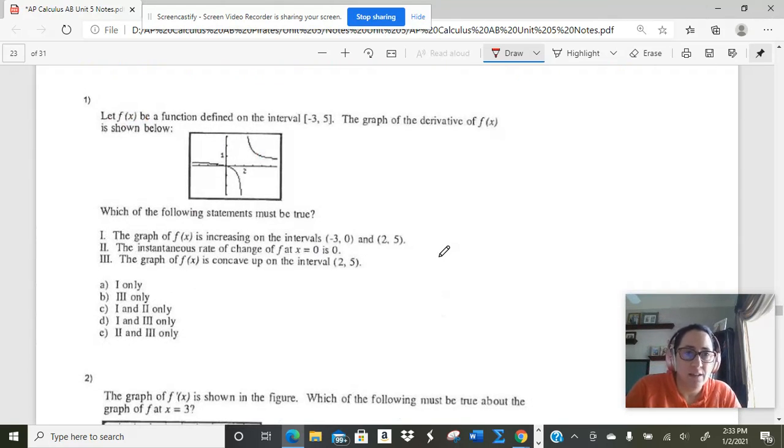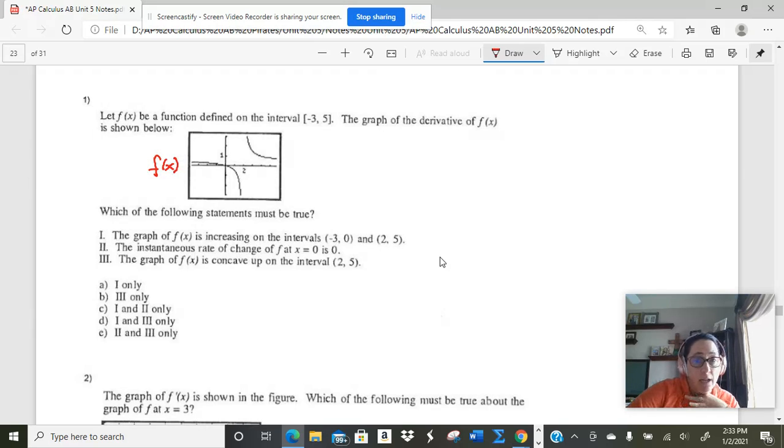Okay, so let's interpret graphs and see how we do with some of these. Here it says, let f of x be a function. So this is f. And I always put on here, is that f prime, f double prime? I'm always going to label it nice and big. Which must be true? The graph of f is increasing on the intervals from -3 to 0. Well, that is not true.